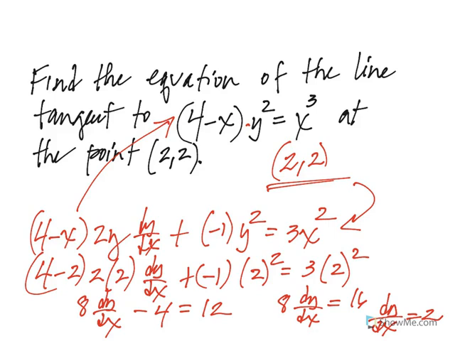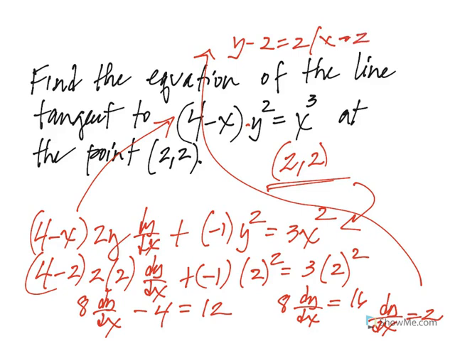So here we go. The equation of our line tangent to the curve at the point (2, 2) is y minus 2 is equal to 2 times (x minus 2). Not easy to read, but that's my answer right there. All right.